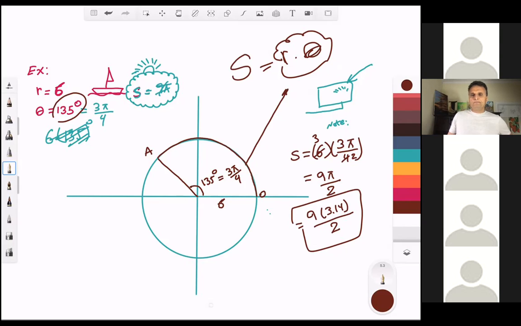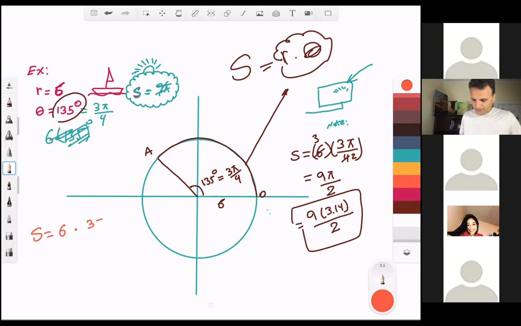Any questions? Can you explain why you put 3 in the 6? Like, how do you get 3 over 2? I know, probably I made a mistake, Karen, never know. So we have S equal to 6 multiplied by 3 pi over 4. Correct? Am I correct up to here?